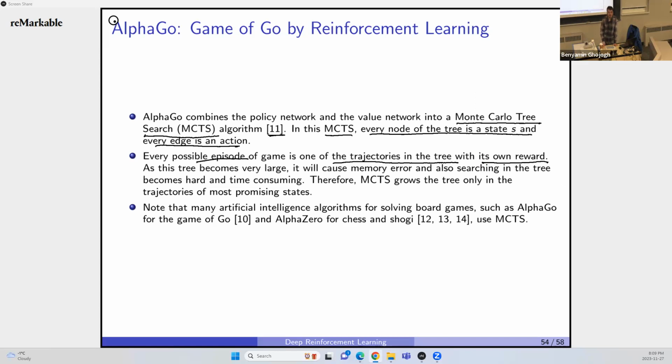By the way, this MCTS is usually used in different games solved by artificial intelligence, such as AlphaGo, AlphaZero, which has been proposed for chess and shogi. What is shogi? It's Japanese chess. All of these usually use MCTS. I think Stockfish, am I right? Stockfish is the most powerful engine for chess. It uses MCTS, okay?